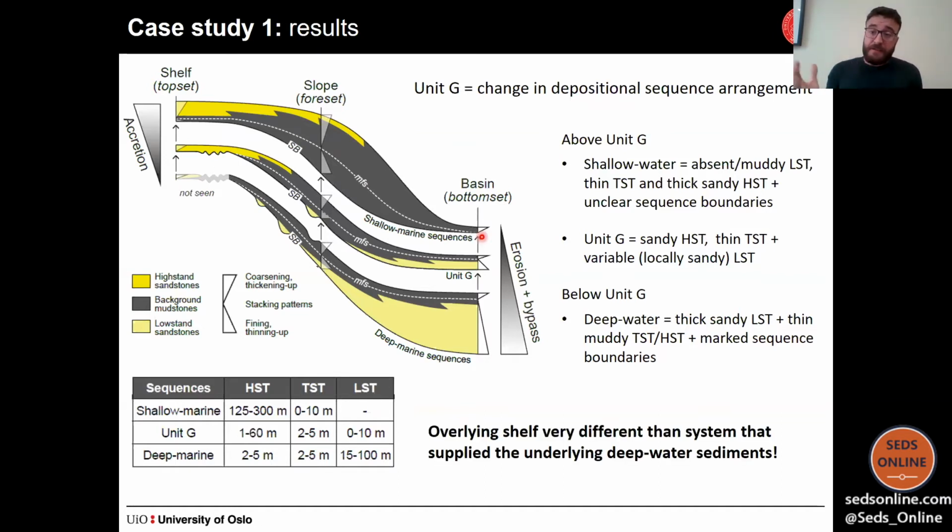So the first take-home message is that the overlying shelf was actually very different than the shelf that was feeding the deep water systems that are below unit G. So there was indeed a significant change in the type of margin and in the type of shelf that was delivering this sediment.